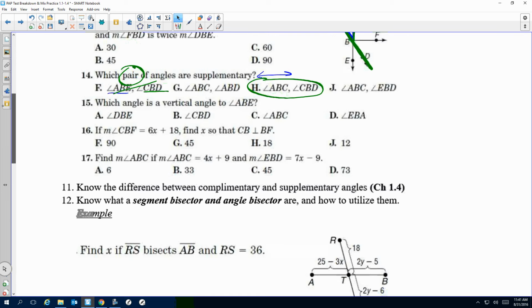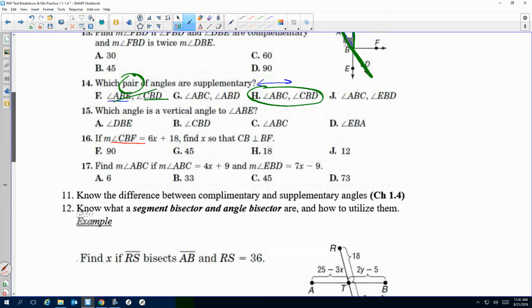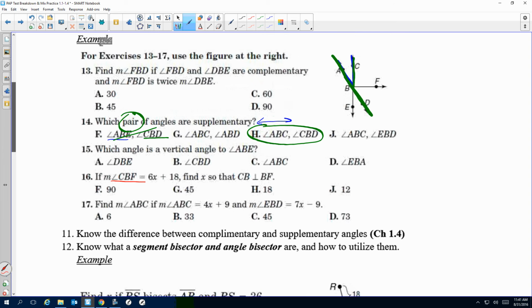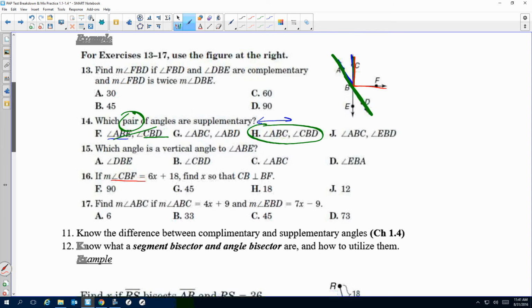Okay, so this angle right here, CBF, they're showing you that CB is perpendicular to BF, meaning that it makes a right angle. So I know this angle is 6x plus 18. Basically, you're just going to take that and make it equal to 90, and then solve for x.